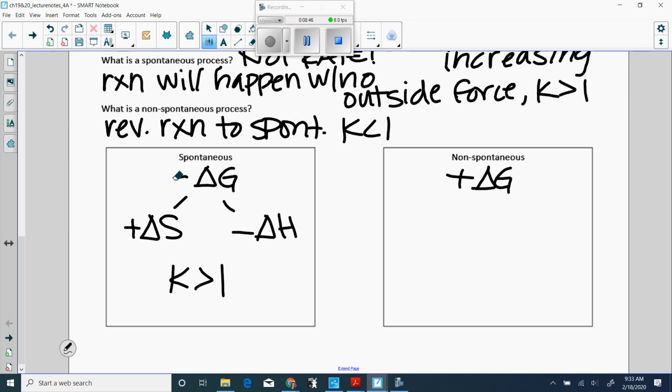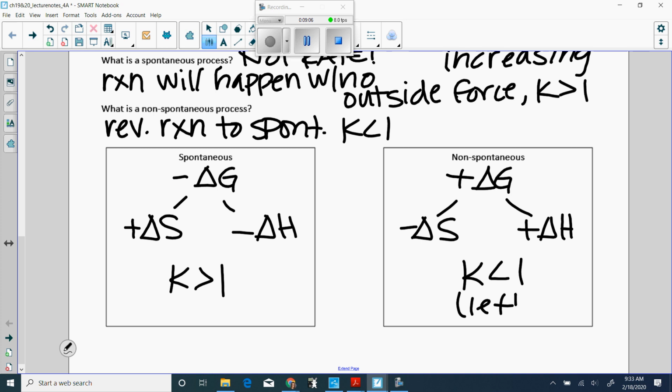Non-spontaneous is a positive delta G. It means the kids had to sit down. And I had to put heat energy into it to get it to go. My K is going to be less than 1. My equilibrium is going to lie left. And the products are going to be on the right.